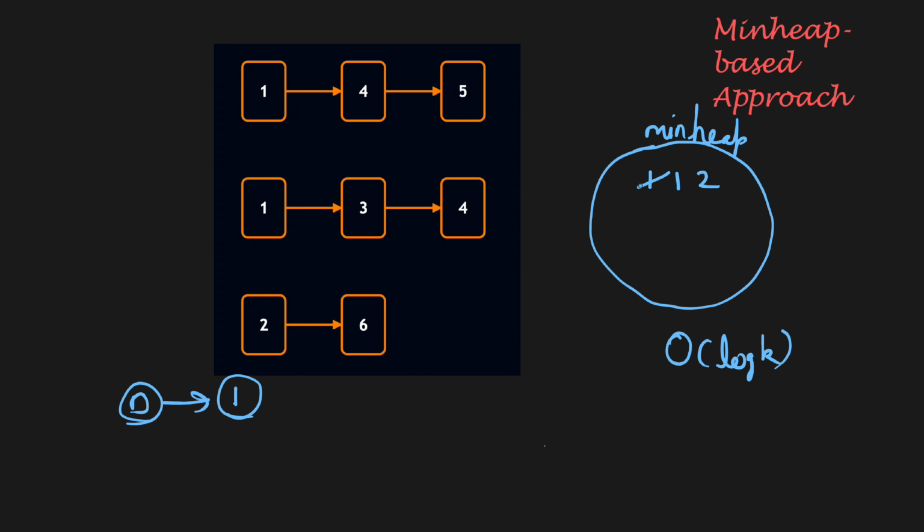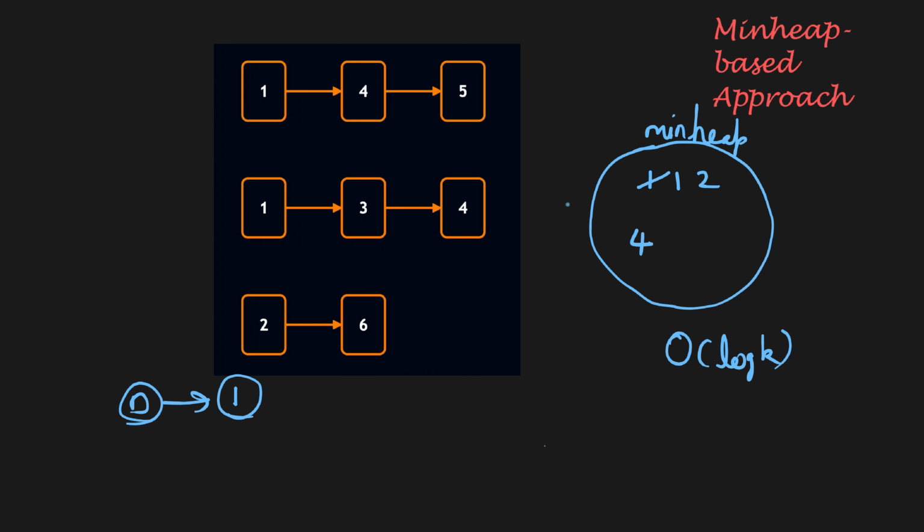And as we are not done with this list yet, we will insert the next node of this minimum element into the heap. Here for example, that is node 4. So we will insert it into the heap. And we will repeat this process of extracting the minimum element, appending it to the answer list and inserting the next node into the min heap until the heap is empty. At this point, all nodes from all k lists have been processed and we can return the merged list as the answer.